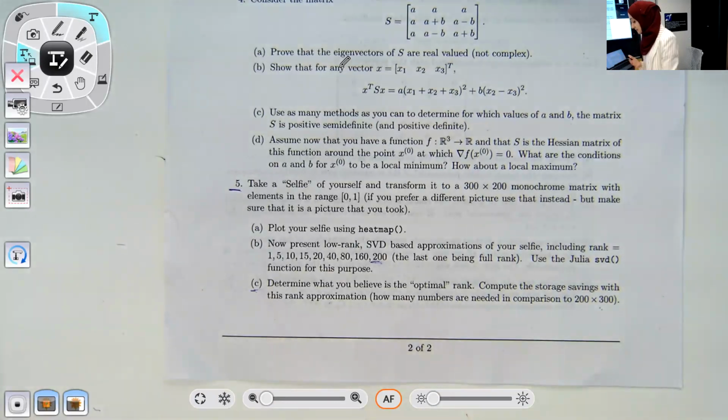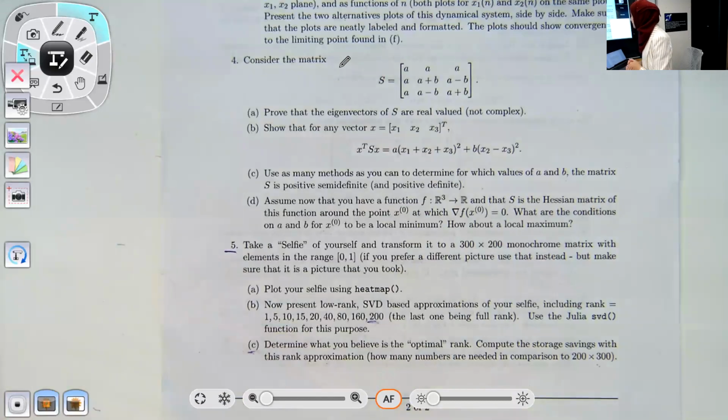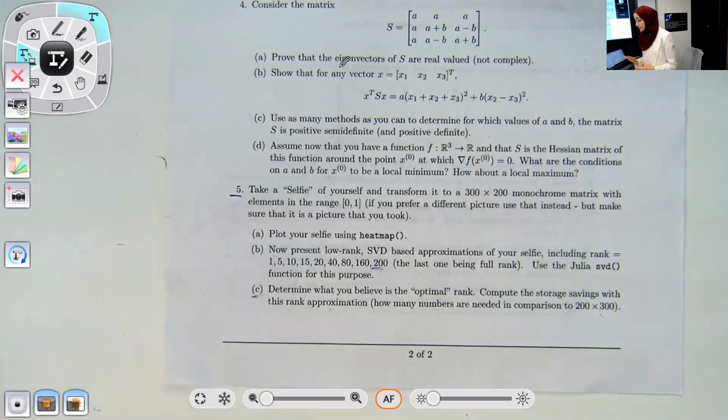You need to try these numbers. Here we have 6 numbers. You need to find which one is optimal. And to know which one is optimal, you need to calculate the storage saving in your computer, okay? Which has the lowest one is the optimal one. This is for part C. And you will know more about this question in your lecture next week.